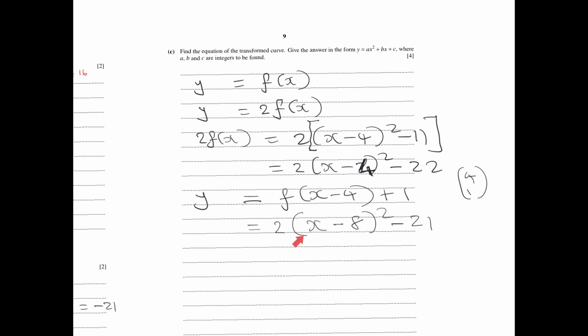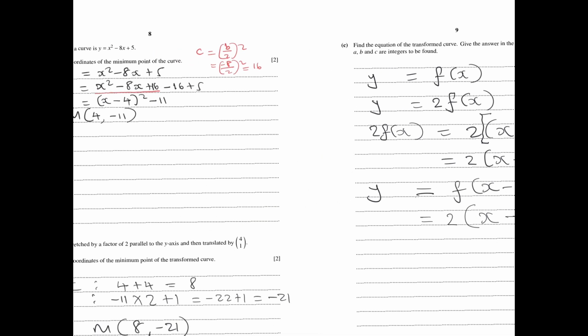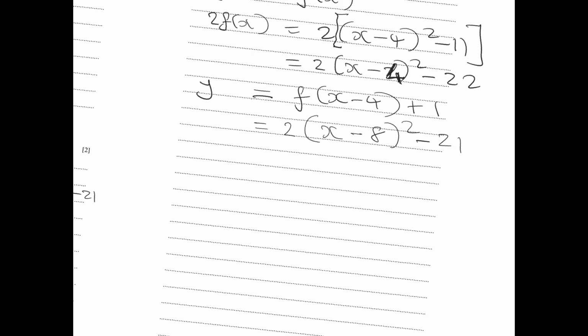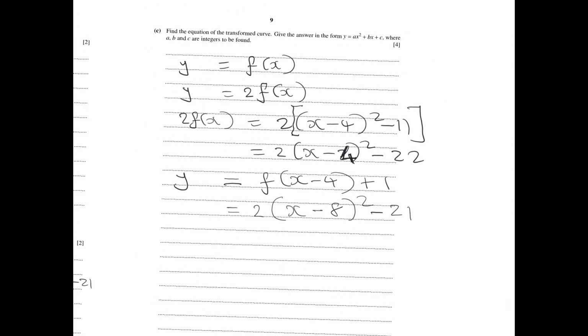So even from here, you can actually see that the turning point here is (8, negative 21), which is actually what we got in the first part. There should be that coherence. All right, so what then are we having here? This is the function after stretch and translation, but they are saying that we should leave our answer in that form, which means we need to expand. So we have y is equal to 2, can I put square brackets there? If I expand x minus 8 squared, it's x squared minus 16x plus 64, minus 21.